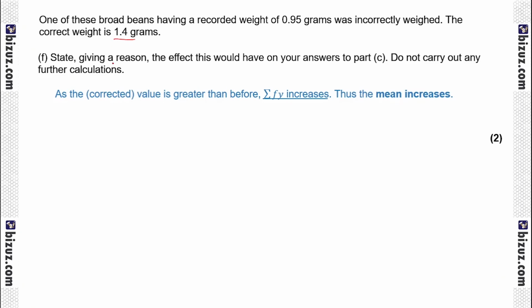Now, the corrected value is more than 0.95, right? So this definitely causes f multiplied by y, basically your estimated total that we used to calculate the mean, to be higher. One of the values is higher, so it's definitely going to be higher. If that's the case, our mean definitely has to increase.